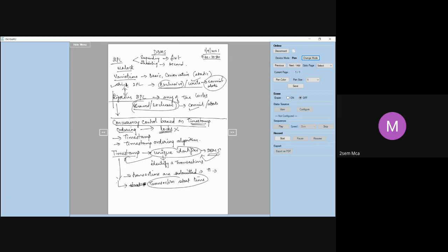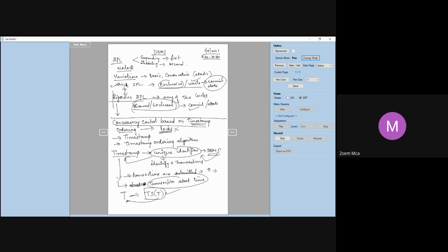A timestamp of a transaction T is always referred to as TS of T. TS of T means the timestamp of this particular transaction T. So concurrency control techniques which are based on timestamp ordering will not use any locks. Therefore, there cannot be any deadlock in this case. That's a big advantage of timestamp ordering, concurrency using timestamps.